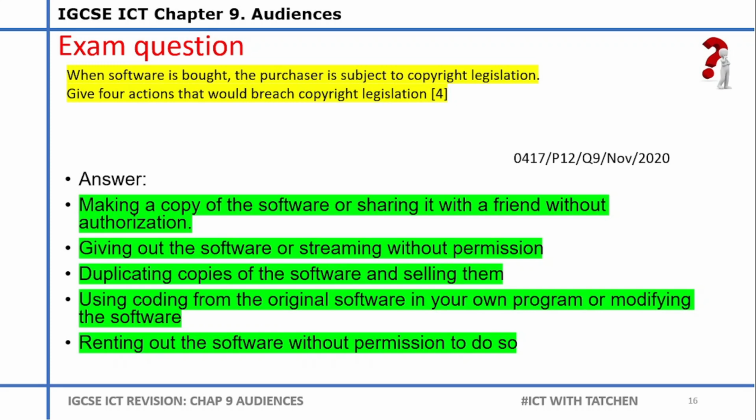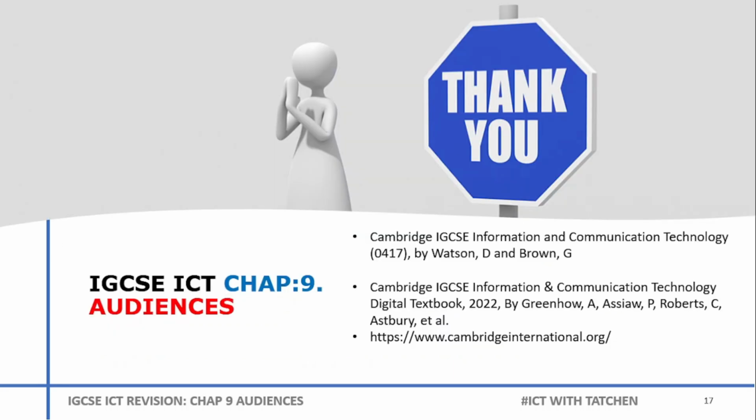And the next question says, when software is bought, the purchaser is subject to copyright legislation. Give 4 actions that would breach copyright legislation. First of all, making a copy of software or sharing it with a friend without authorization, like we said, giving out the software or streaming without permission, duplicating copies of the software and selling them, using coding from original software in your own program or modifying the software, renting out software without permission to do so. So these are all the ways that copyright legislation could be breached by people.